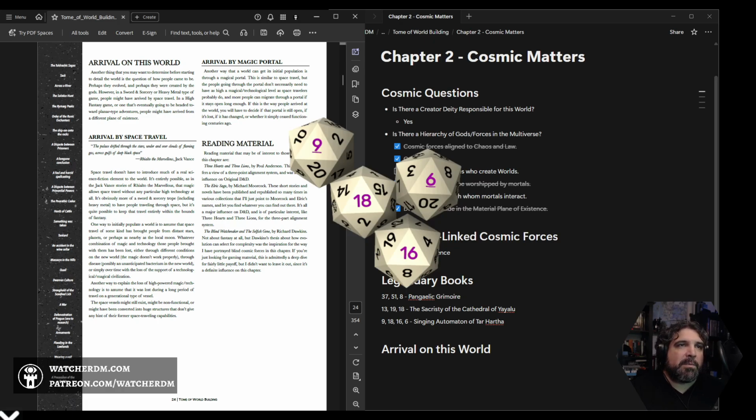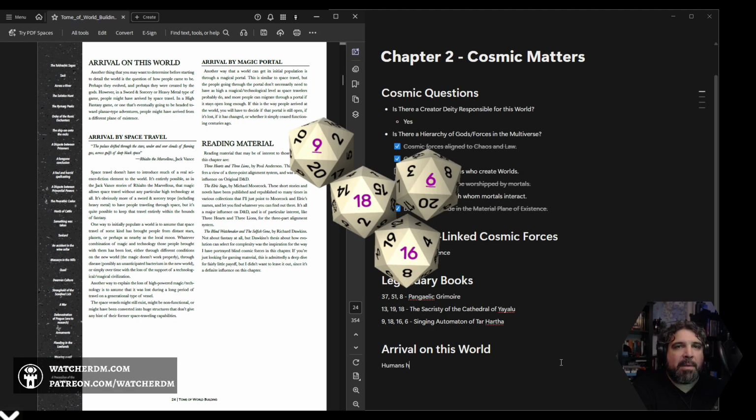Another way to explain the loss of high powered magical technology is to assume that it was lost during a long period of travel on a generational type of vessel. I really want them to come on a generation ship. I do like that. Yeah.